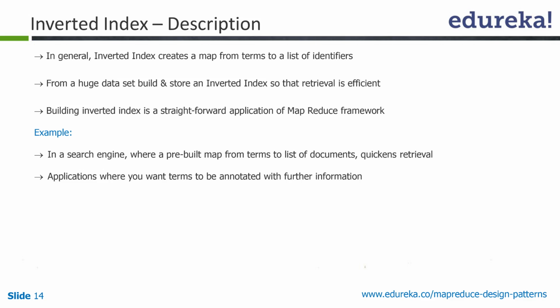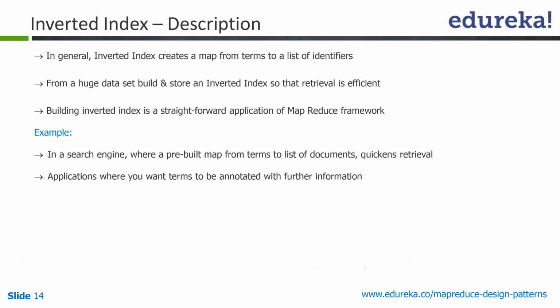But the good thing is an inverted index is a very straightforward application of the MapReduce framework. And this derives from the fact that what you're basically trying to do in an inverted index is group things based on certain keys. And this grouping function is something which is very central to the MapReduce framework. The examples where inverted indexes are used, of course, are the search engine, which everybody knows about, and there the inverted index helps in quicker retrieval of whatever search terms you have searched on.